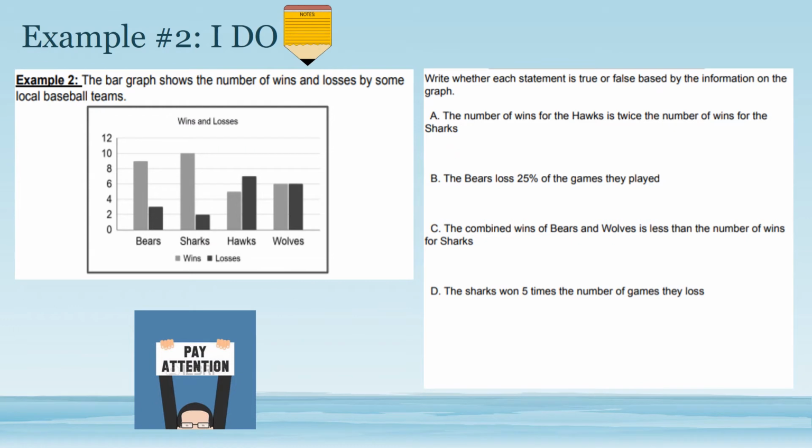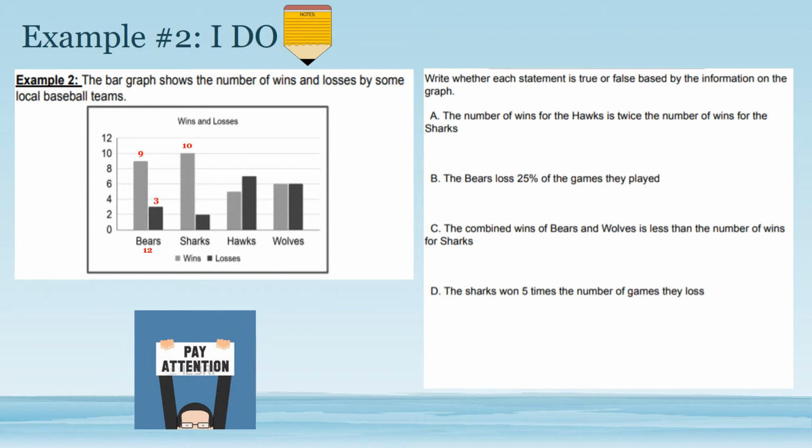Example number 2. The bar graph shows the number of wins and losses by some local baseball teams. This graph is a double bar graph, so that means we're going to annotate a little bit more than a regular bar graph. We're talking about wins and losses. We have 4 baseball teams: Bears, Sharks, Hawks, and Wolves. The Bears won a total of 9 games. They lost 3. The Bears played a total of 12 games.